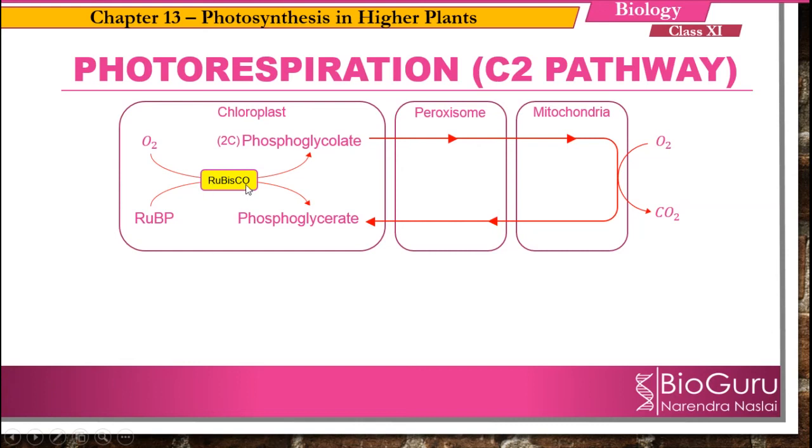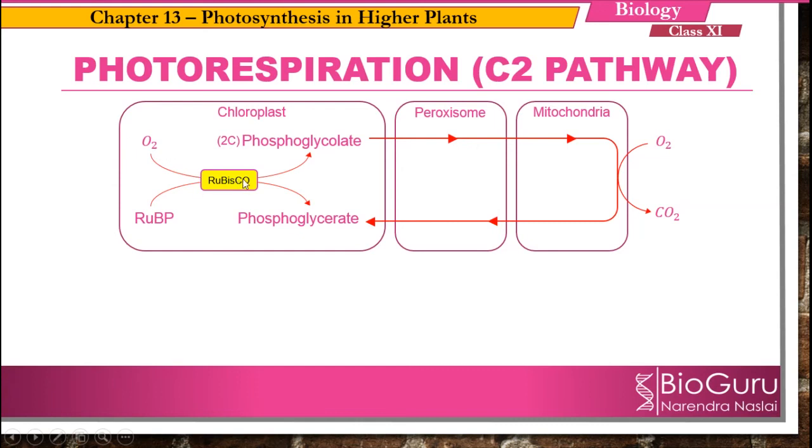Yes, you heard right. Rubisco. Rubisco can bind with both oxygen as well as carbon dioxide. This enzyme plays a very important role in the Calvin cycle. In the Calvin cycle, we have seen the first step, carboxylation. RuBP combined with carbon dioxide to form 3-phosphoglycerate. That reaction was catalyzed by Rubisco. The same enzyme is catalyzing this reaction where RuBP is going to combine with oxygen instead of carbon dioxide.